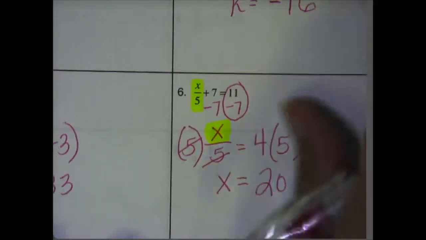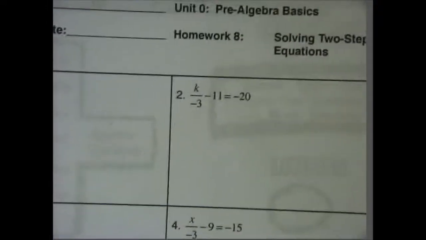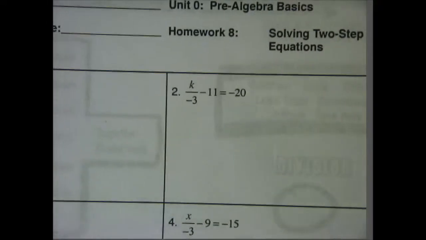Once you feel comfortable, you can go ahead and move to homework 8, solving two-step equations, and complete that. That's the sheet that you'll need to have done for your homework in August.